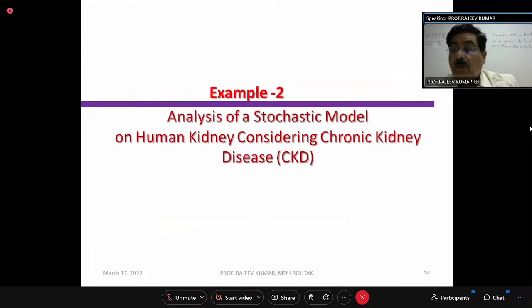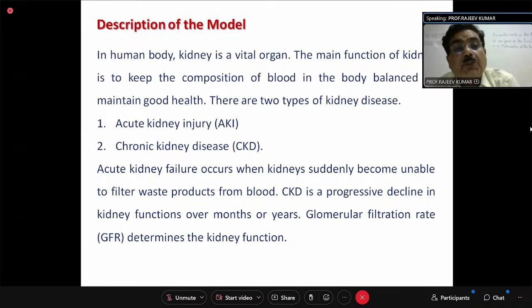I take another example. Now I'm not taking a medical system, rather I am taking the organs. If we consider a human kidney system, where we assume that there is some kind of CKD, chronic kidney disease. Let me apprise you that the kidney is a very vital organ in the body. It maintains health, because the composition of blood in the body is balanced through the kidney, and cleaning of the blood is also done through it.